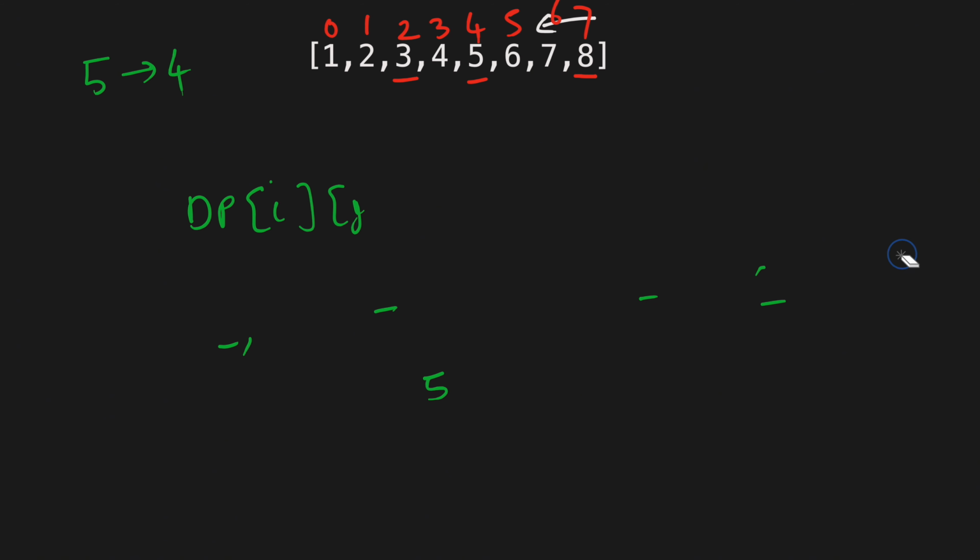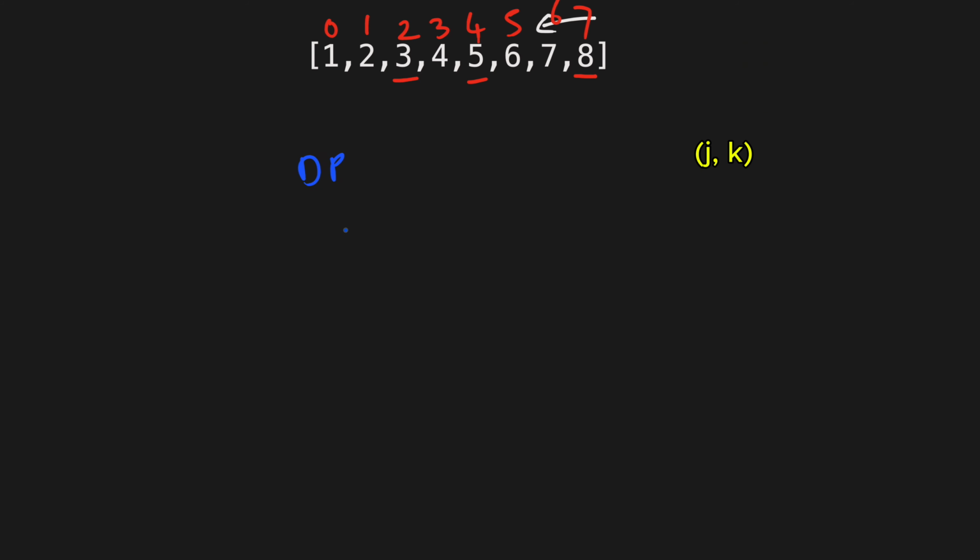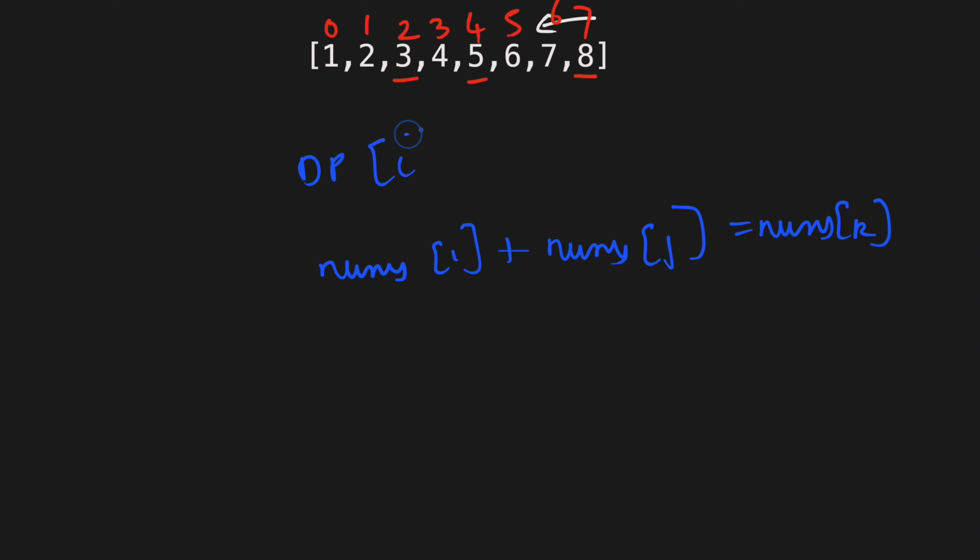So we can write the generic recurrence relation as follows. Suppose we have already calculated the length of the sequence starting at pair j and k. Then we have to find the index i such that nums[i] plus nums[j] is equal to nums[k]. Hence dp[i][j] in this case will be equal to dp[j][k] plus 1.